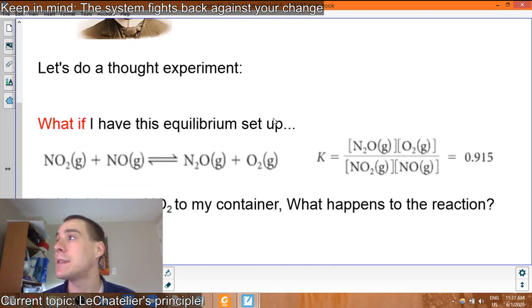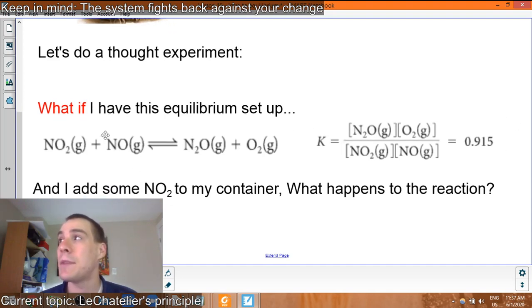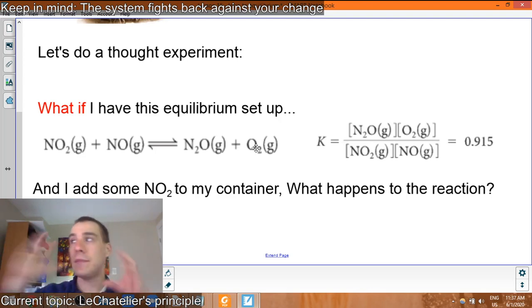So, thought experiment. Let's say I have this equilibrium: NO2 plus NO to N2O plus O2. Don't worry about the K value, we'll get to that later. The forward reaction is NO2 plus NO to N2O plus O2. The reverse reaction is N2O plus O2 going back. And I've got it in equilibrium, right? The forward rate is equal to the reverse rate.